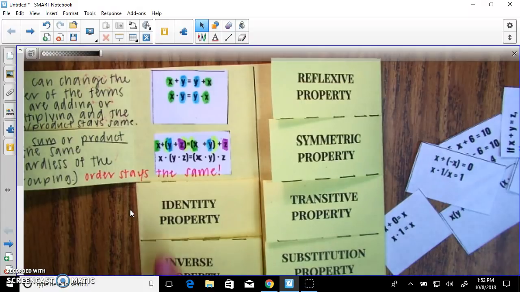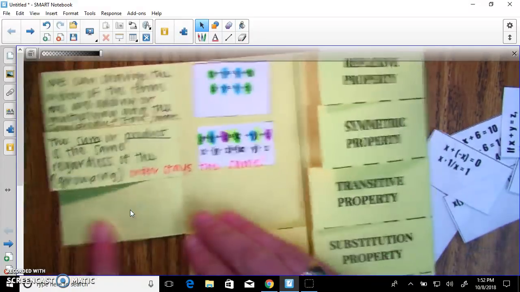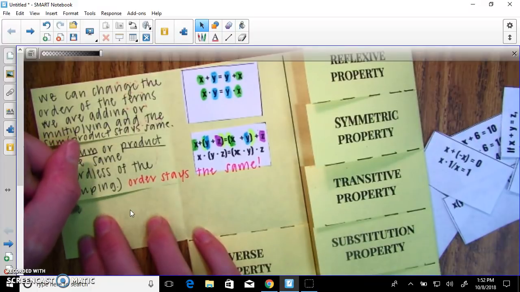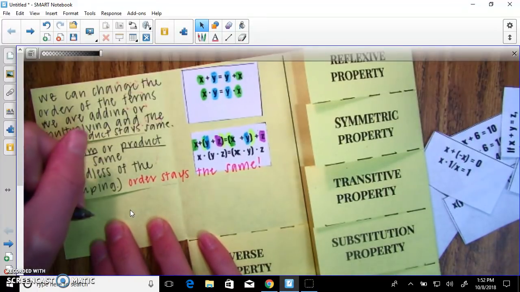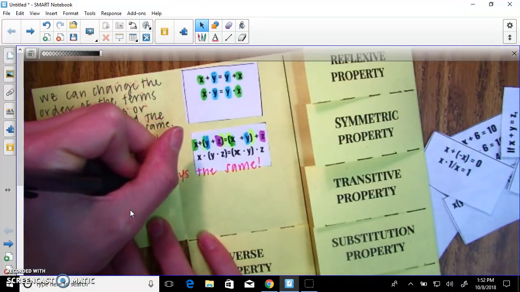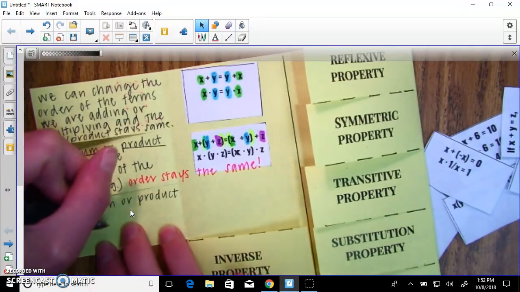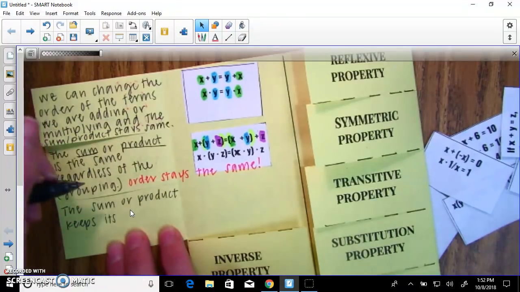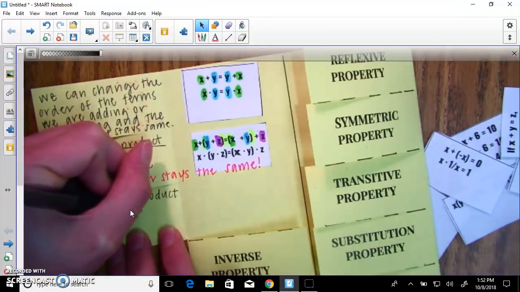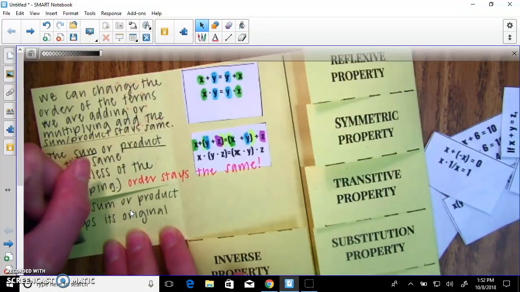Okay. All right, how about the identity property? So there's identity of addition and multiplication. So again, we're going to talk about sum or product. So we'll say the sum or product keeps its original number the same.